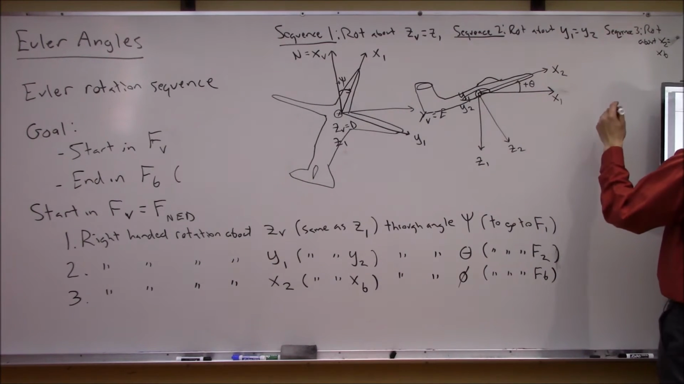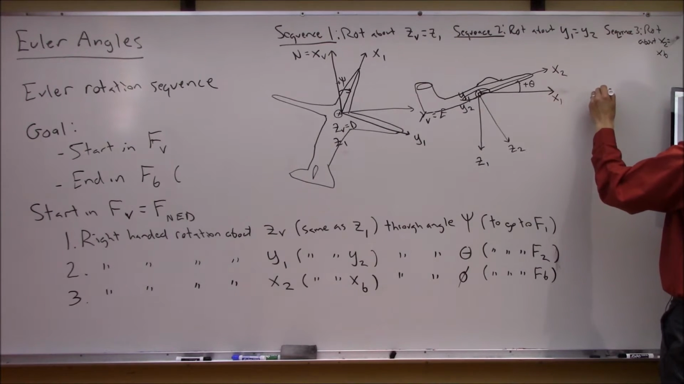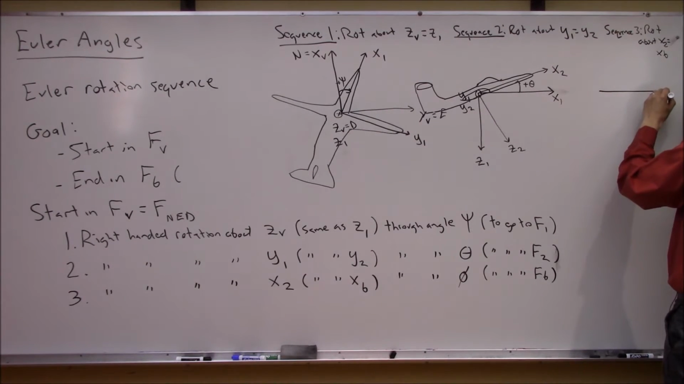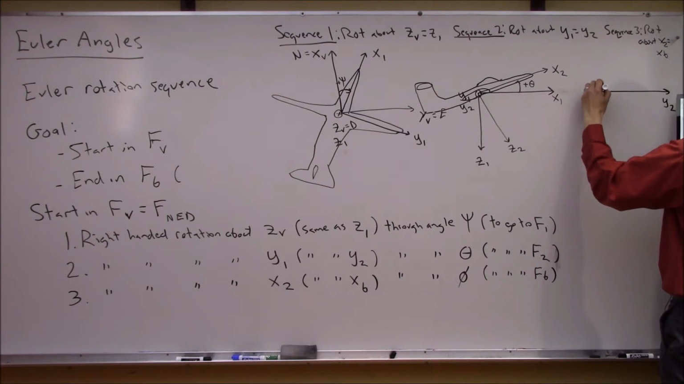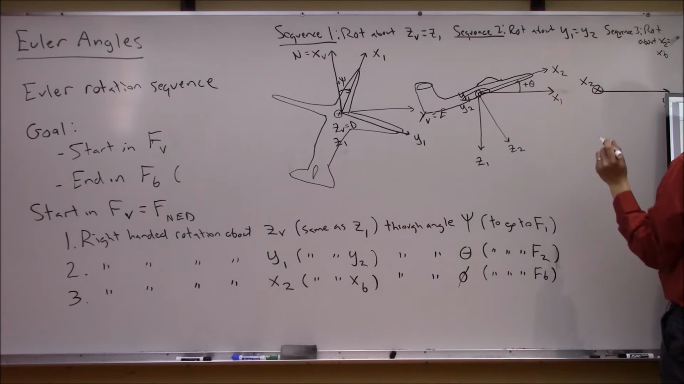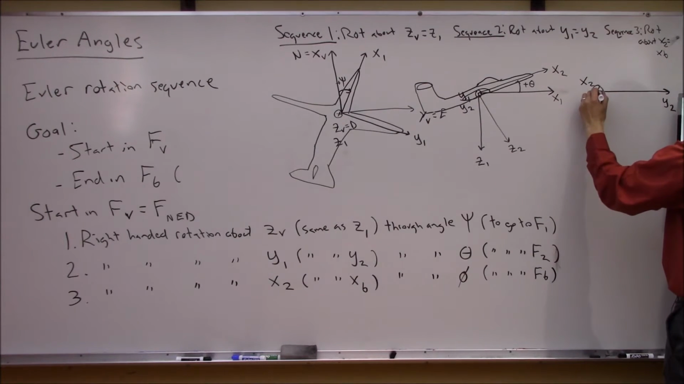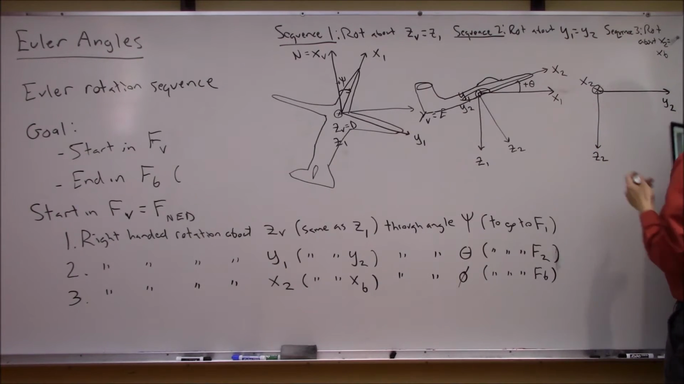Okay, so if we look at it from the back, what we've got here is, let's draw the y2 frame to start with. So here's y2 in this direction. Okay, x2 is going into the board. So here's x2 going into the board. And then finally, that means right-handed coordinate frame, z2 is down like such.